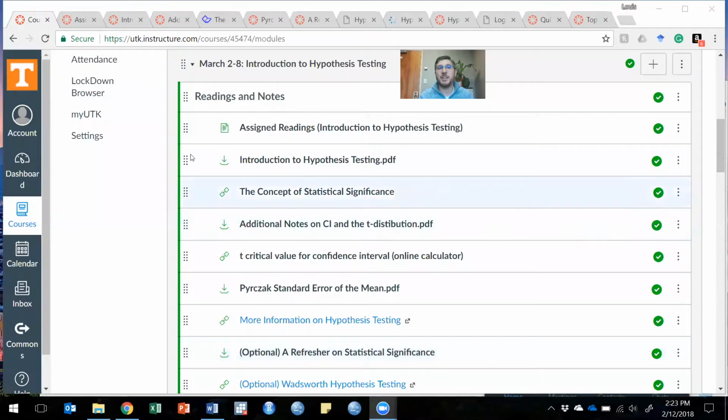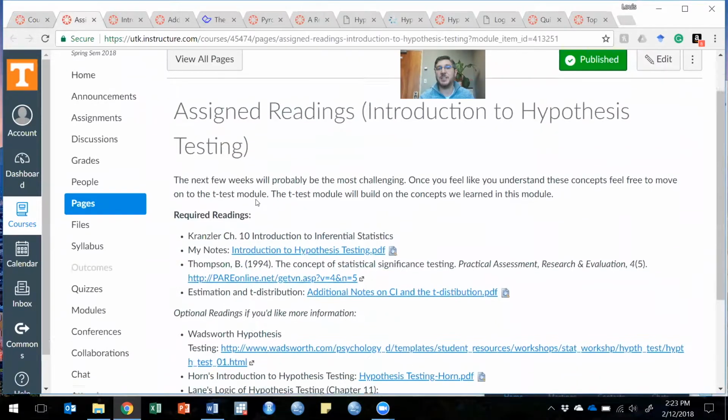Some of these topics can be pretty complex, but I've supplied you with several different readings for this week. A lot of the readings are repetitive. You can see here on Canvas. But I wanted to err on the side of giving you too much information. So if you don't understand one of the chapters or one of the readings, there are additional readings that may help you understand that.